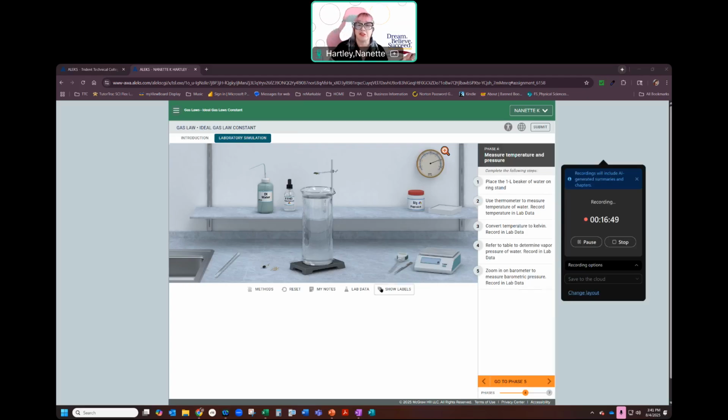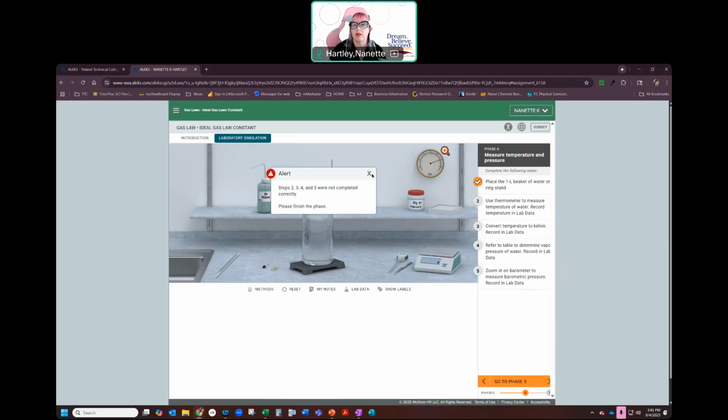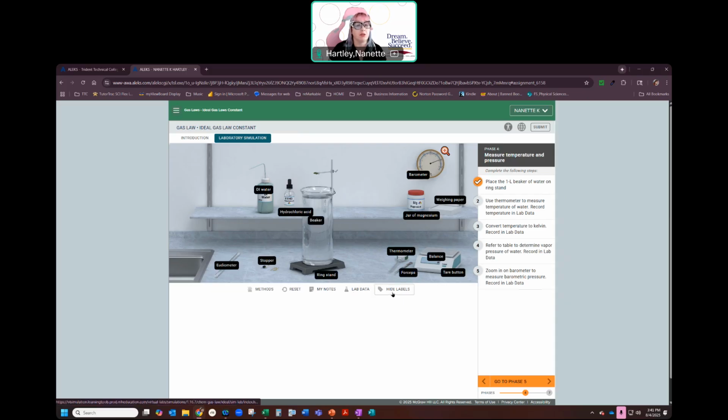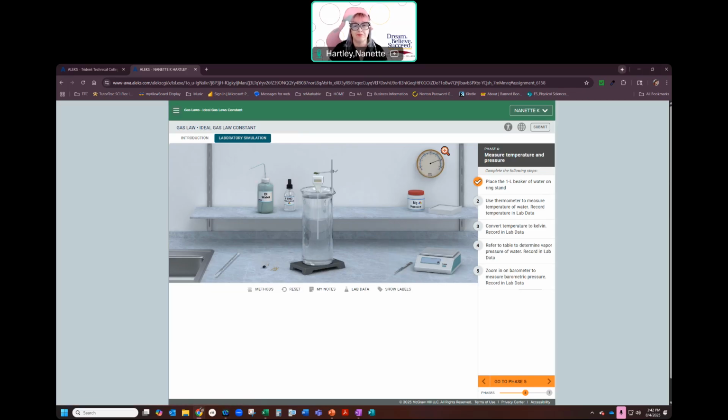And this is where I got stuck again. I got to this place, and I'm actually right here. I'm supposed to use the thermometer to measure the temperature of the water. And I went, okay, I need to go pick this up, but I can't pick it up. So I went to show labels because I thought that this was the thermometer. I thought it was a mercury thermometer and I was supposed to use that. That doesn't say thermometer. That says ionometer. This is the thermometer. Oh, my bad. So I'm supposed to pick this up instead.